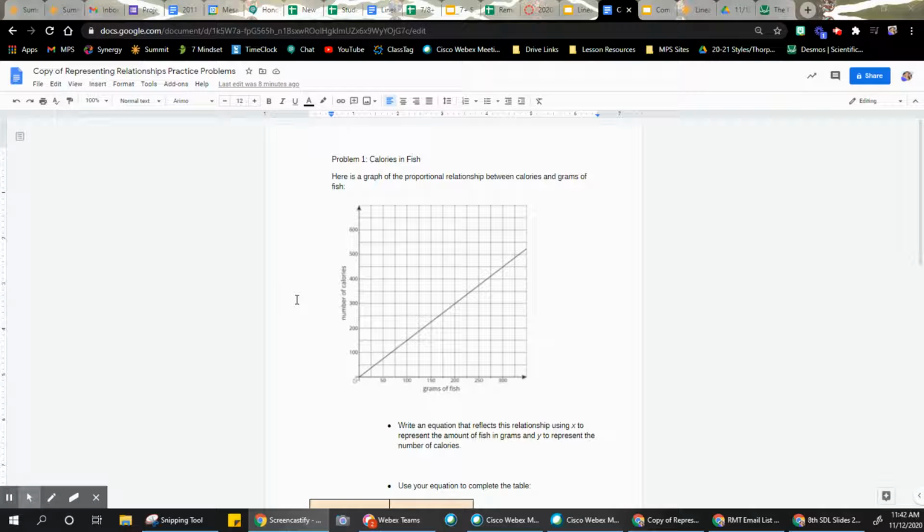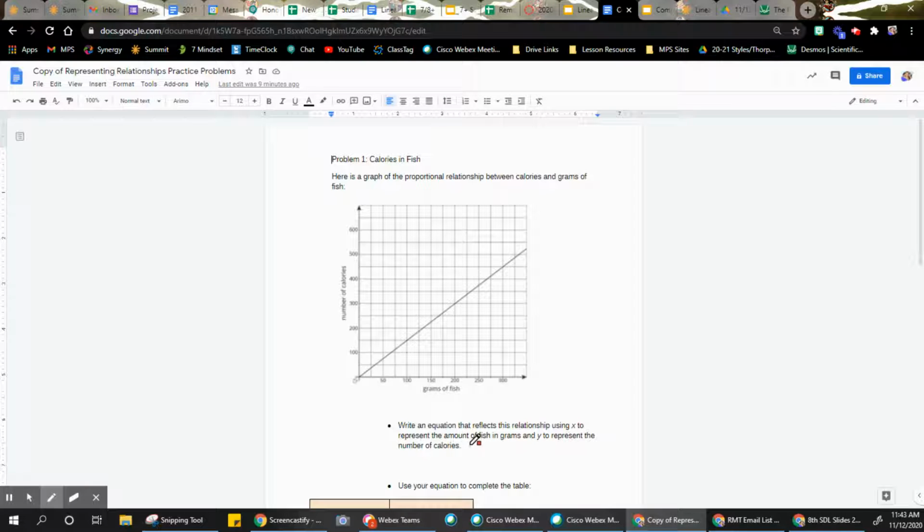All right, today we're going to go over your 2 practice problems for comparing and graphing and representing proportional relationships. The first one here is calories in fish, and it says, here's the graph of the proportional relationship between calories and grams of fish.